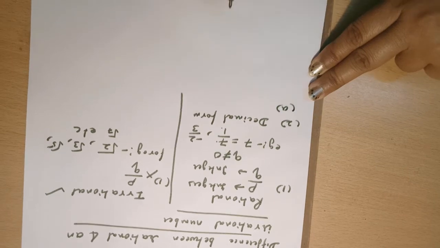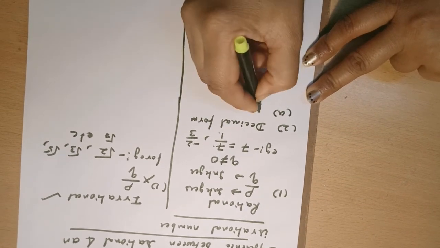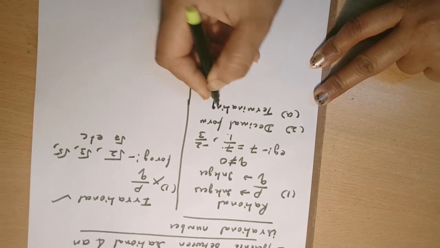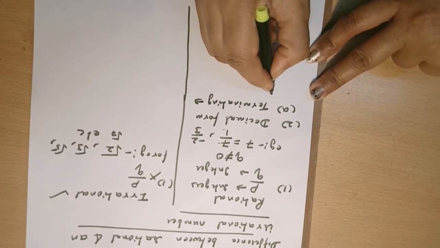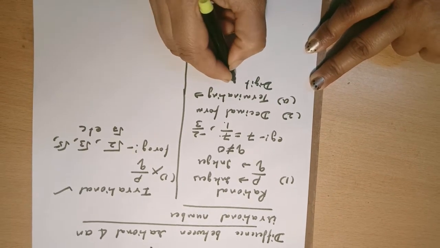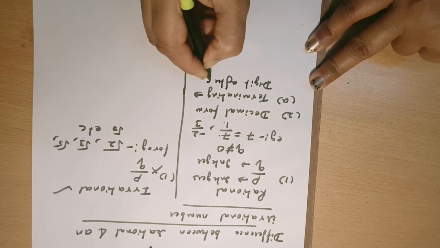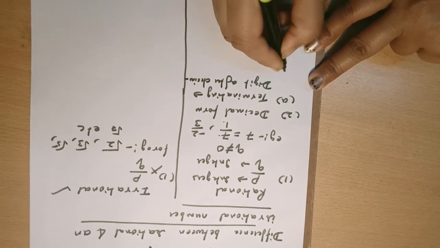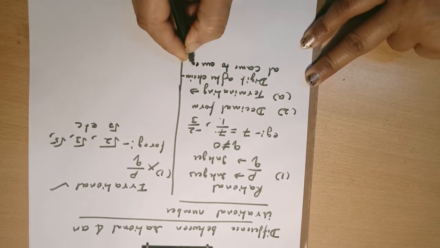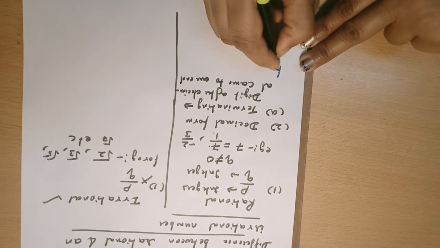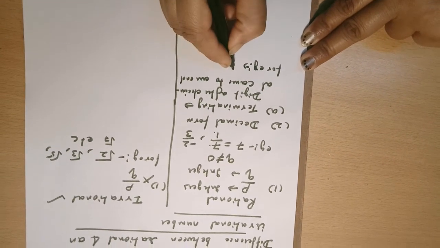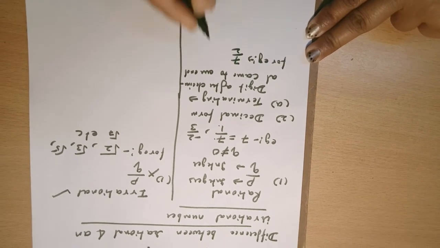A rational number has two types of decimal form. The first is terminating. Terminating means the digits after the decimal come to an end. Suppose we are taking a rational number, 7 by 2.